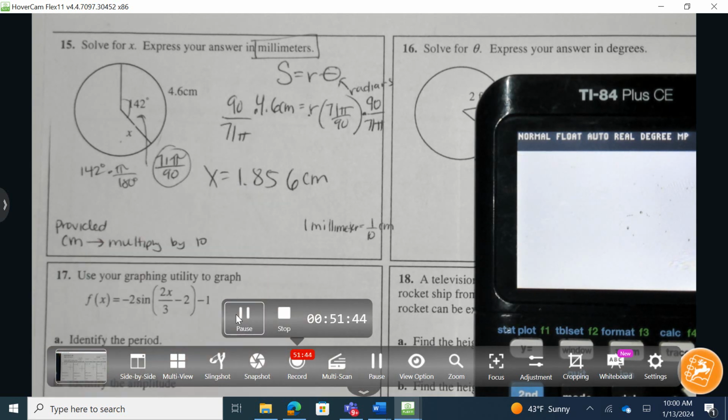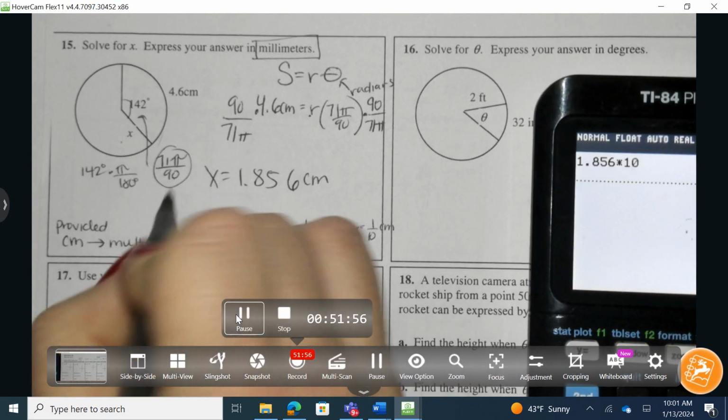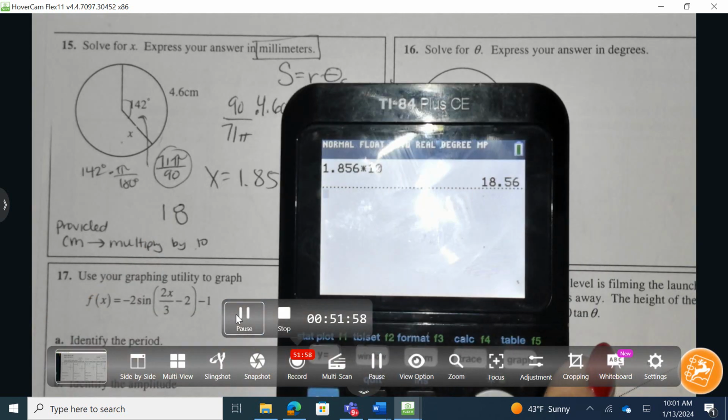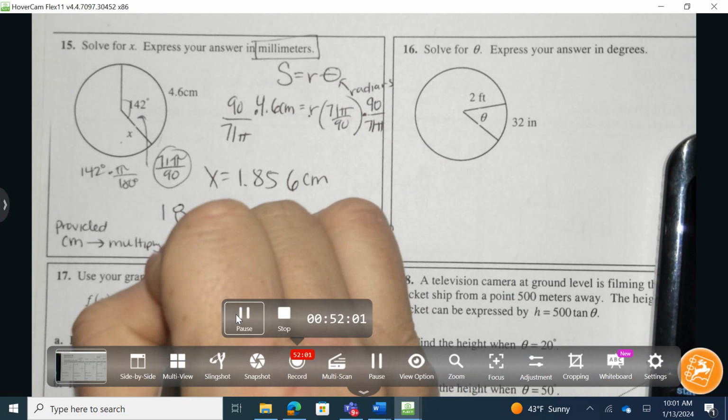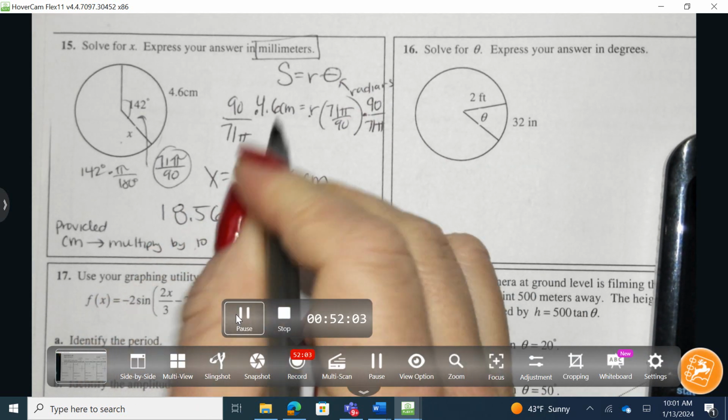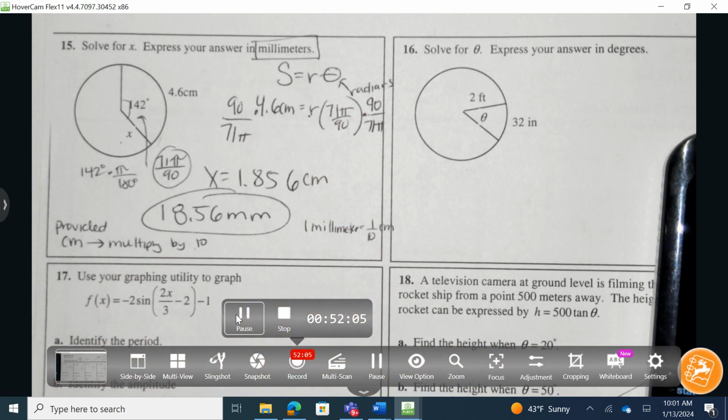We need to turn this into millimeters, and then we need to label it correctly. So to go from centimeters to millimeters, we need to multiply by 10. So 1.856, when you multiply by 10, you just move the decimal one place to the right. You can see it's 18.56, and that is in terms of millimeters.